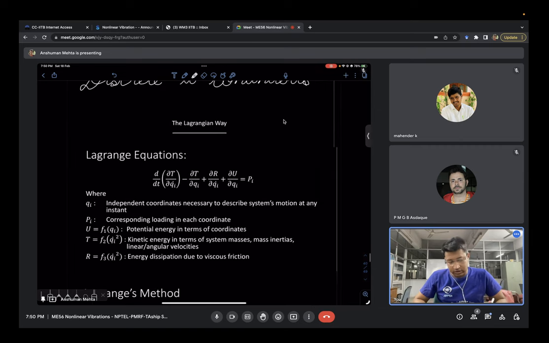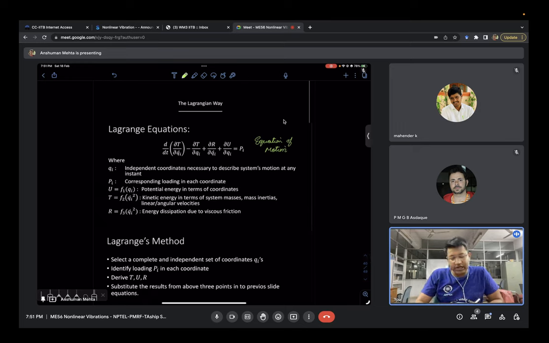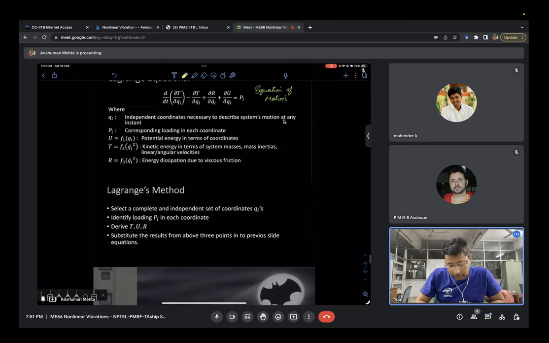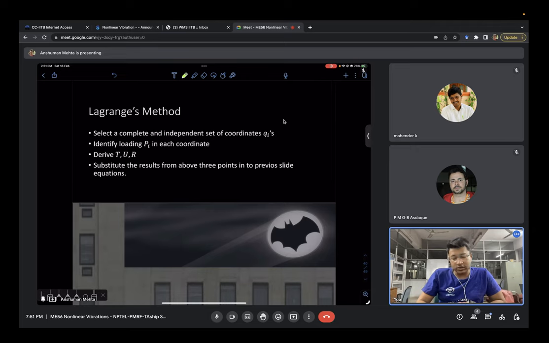So, to sum up the Lagrange equation of motion, this is the equation of motion. qi is the independent coordinate necessary to describe system motion at any instant. Pi are the corresponding loadings in each coordinate. U is a function of qi, which is potential energy in terms of coordinates. T is a function of qi dot squared, which is kinetic energy in terms of system masses, mass inertia, and linear and angular velocities. Then R is something known as energy dissipation due to viscous friction, or the Rayleigh function. Now our Lagrange method is to select a complete and independent set of coordinates qi, then identify loading and then derive T, U and R, and substitute the results from these three points into the previous equation.